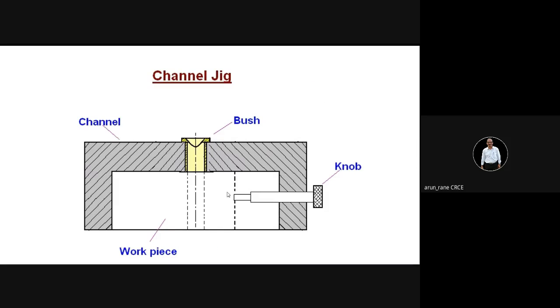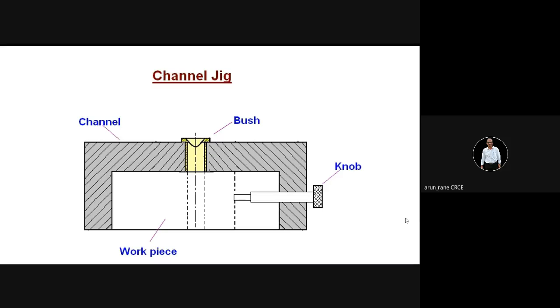Channel jig. Why is it called channel jig? Because you must have seen the C channel. It is made out of C channel. That's why it is called the channel jig. So this is the workpiece here. This whole thing is the workpiece. And you have a bush here. Now the workpiece is clamped like this.